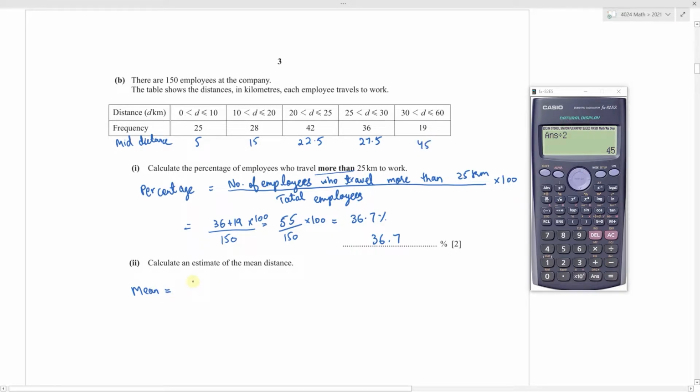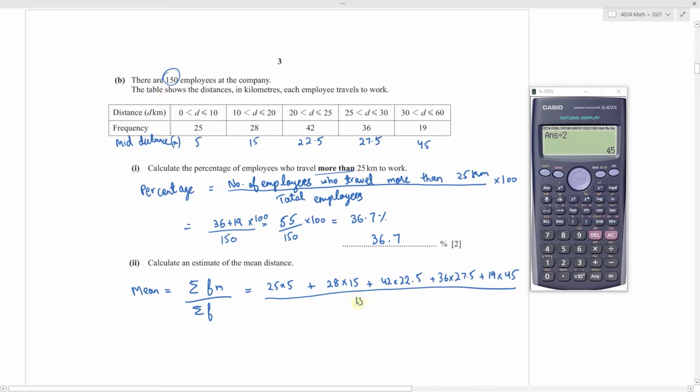So to calculate the mean, I will multiply the frequencies, let's call them mid values m, and then add all the frequencies as well. So take all of the products, add them together, and then divide by sigma f. So let me show you what I mean. So 25 multiplied by 5 plus this frequency multiplied by the mid distance, 28 multiplied by 15 plus 42 multiplied by 22.5 plus 36 multiplied by 27.5 plus 19 multiplied by 45 and divided by the sum of all these frequencies.